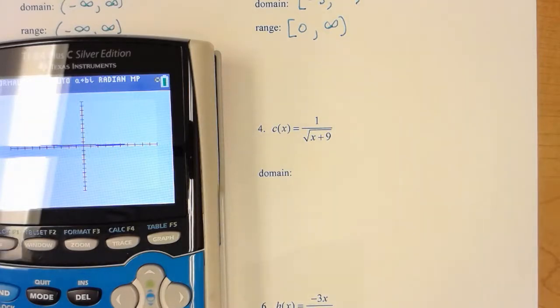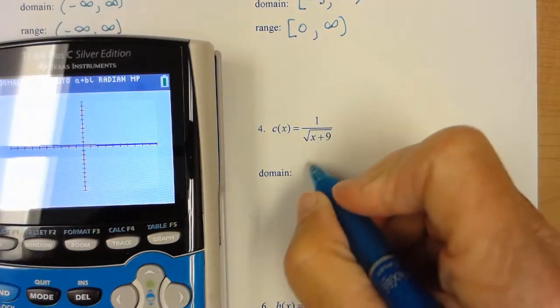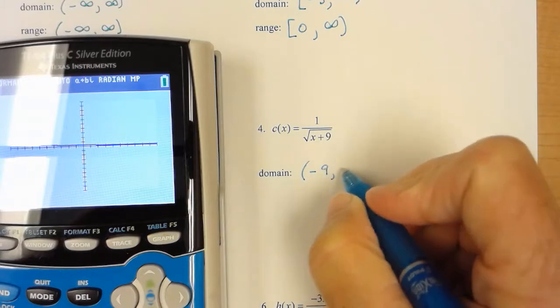So if I scan, it is starting at negative 9, but I can't include it. If you do second graph for your table, you'll find you'll have an error message there. So my domain is negative 9 to infinity.